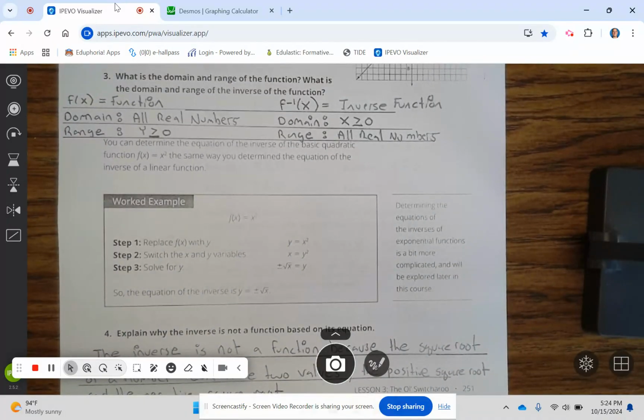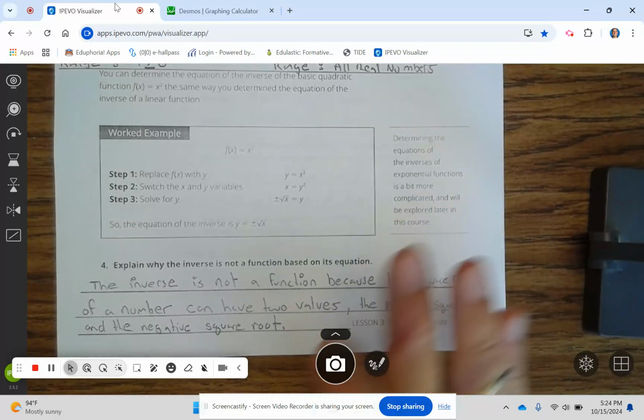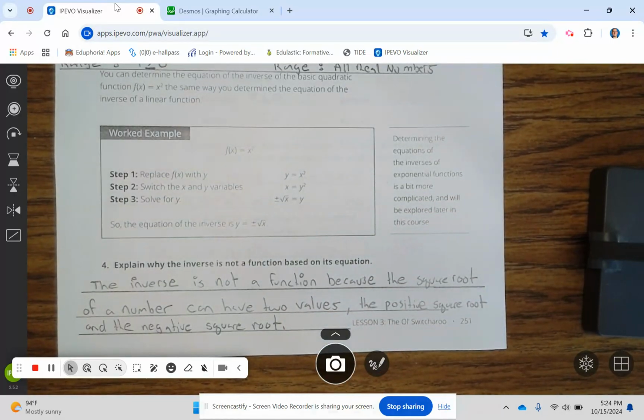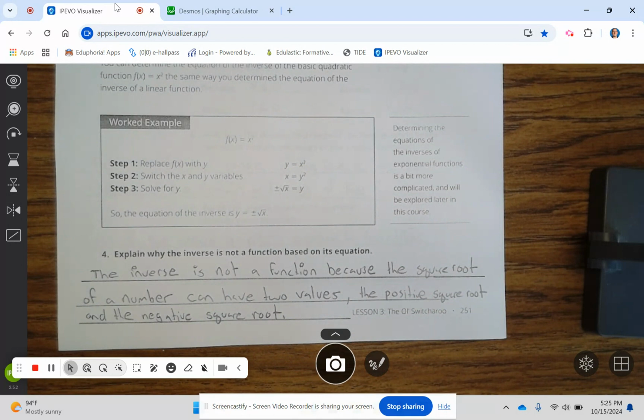Number 3, what is the domain and range of the function? You can determine the equation of the inverse of the basic quadratic function, f of x equals x squared, the same way you determine the equation of the inverse of a linear function. Worked example, f of x equals x squared. Step 1, replace f of x with y. Step 2, switch the x and y variables. Step 3, solve for y. So the equation of the inverse is y equals plus or minus square root of x.